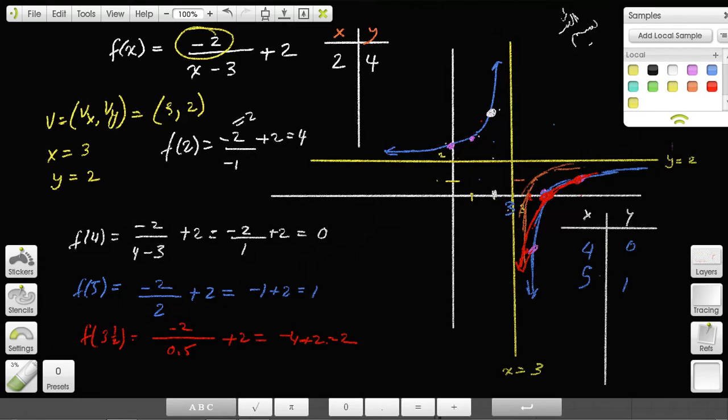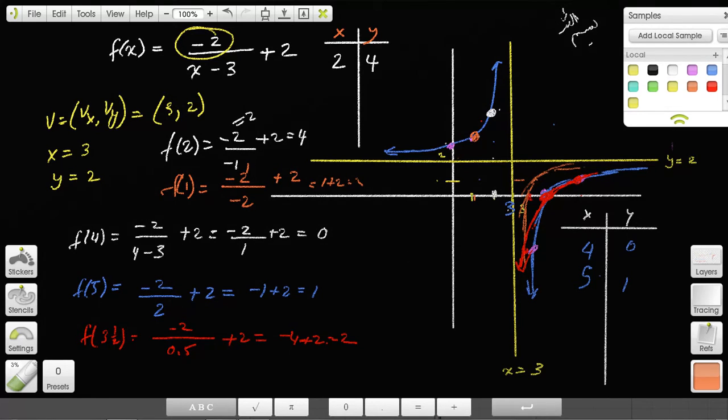Now what? You need more points, right? Okay, what do you want to do? 1. Okay, very good. f of 1. So that's negative 2 over 1 minus 3, which is negative 2, so negative 2 divided by negative 2 is 1. So this is 1 plus 2. That's 3. Okay, so when it's 1, it is 3. Okay, so that's right there.